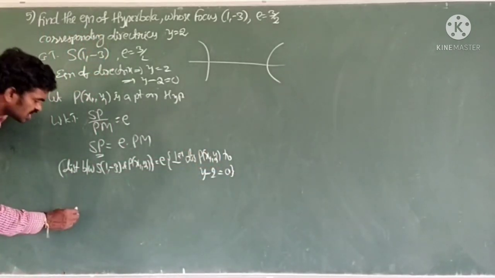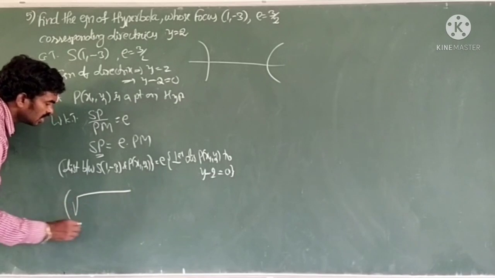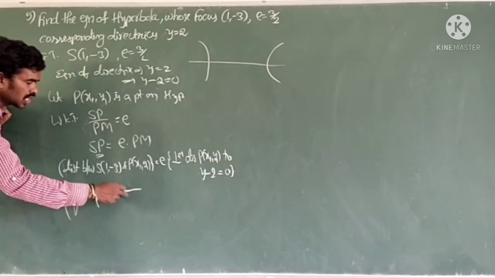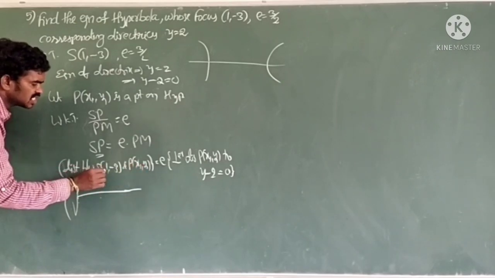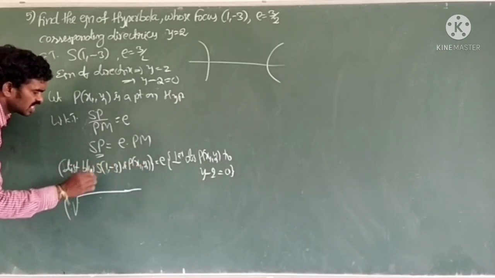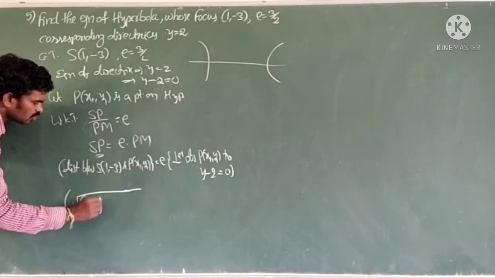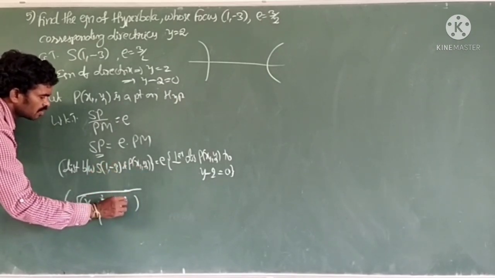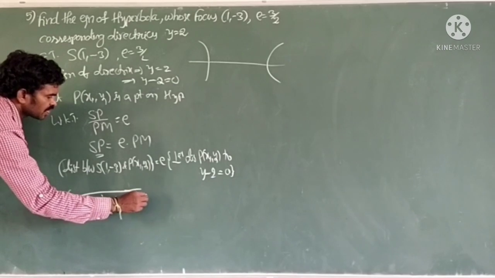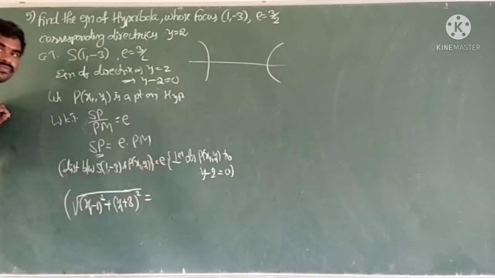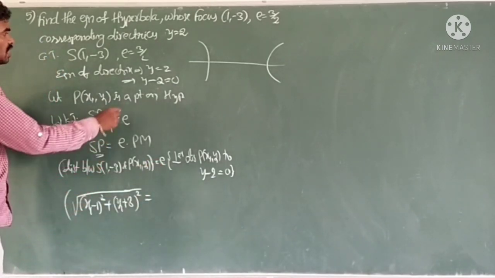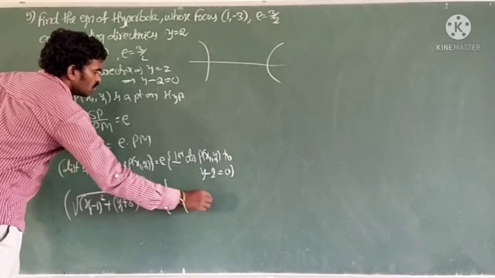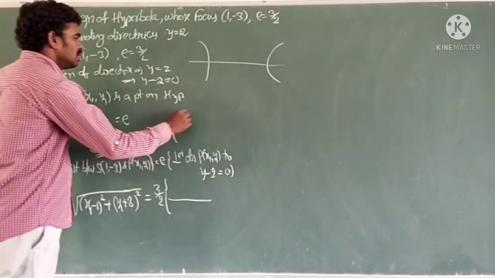Okay, we know the distance formula, that is root over (x1 minus x2) whole square plus (y1 minus y2) whole square. I am taking this as x1, y1 and this as x2, y2. So, (x1 minus 1) whole square plus (y1 minus of minus 3, means plus 3) whole square is equal to E into, what is the E value? Given as 3 by 2, into, what is the perpendicular distance formula?